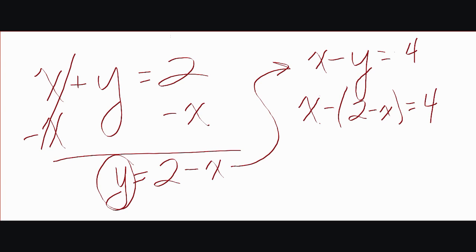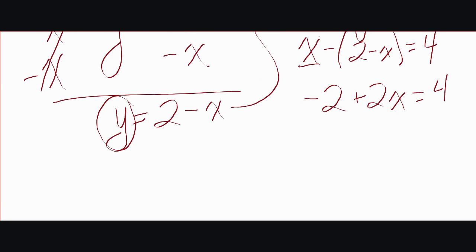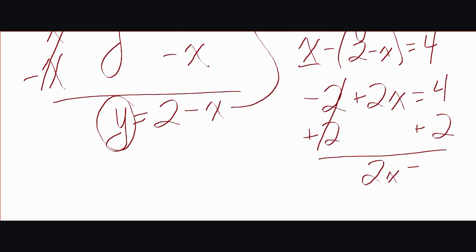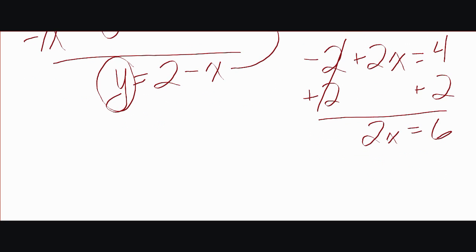Now we're going to rearrange this and solve for x. So x minus the quantity 2 minus x, that simplifies to be negative 2 plus 2x, right? We've got x here, and then a negative x makes a plus x, and this is still equal to 4. All right, solving this for x now, we're going to add 2 to both sides. 2 minus 2 goes away, so we're left with 2x is equal to 6. Lastly, dividing both sides by 2, we have that x is equal to 3.